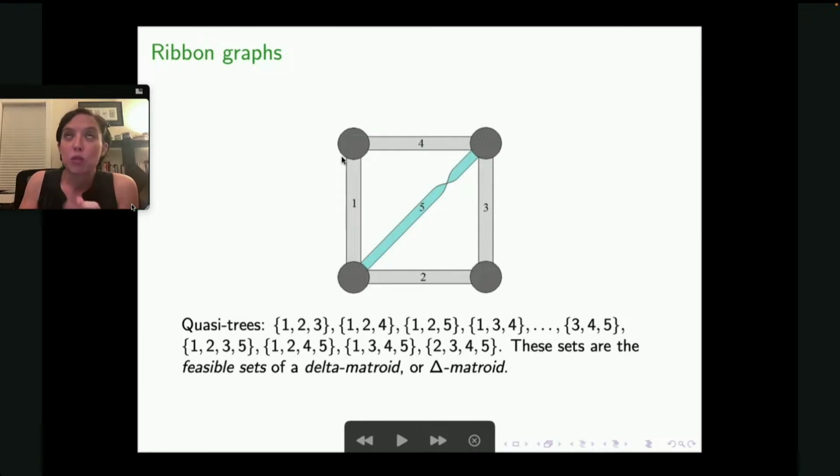There's a mutually enriching relationship between graphs and matroids that is analogous to the mutually enriching relationship between ribbon graphs and delta matroids. And that's a very rich area to think about.